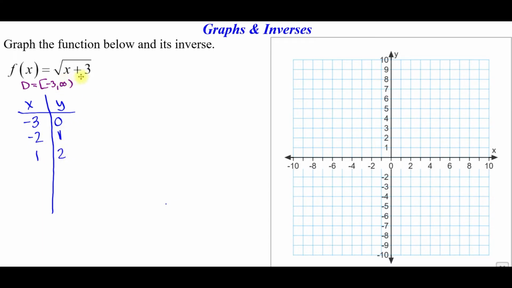The next number that I can take the square root of easily is going to be 9. So that's going to happen when I plug 6 in for x. So 6 plus 3 is 9. The square root of 9 is 3. So I have some points here that we can plot. So we've got negative 3, 0. We've got negative 2, 1. We've got 1, 2. And 6, 3. So that gives me my graph of my function there. And then hopefully we can see that the range of this function is 0 to infinity.